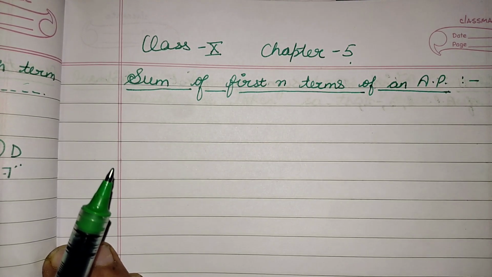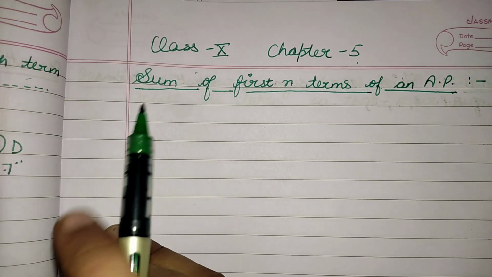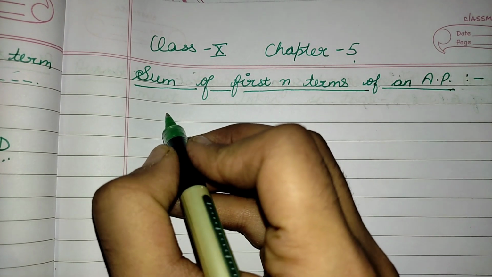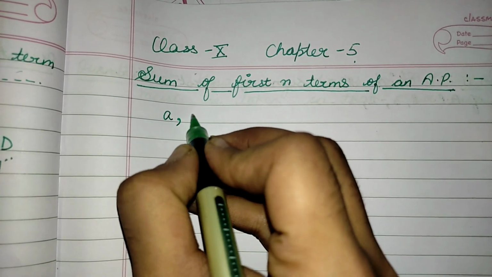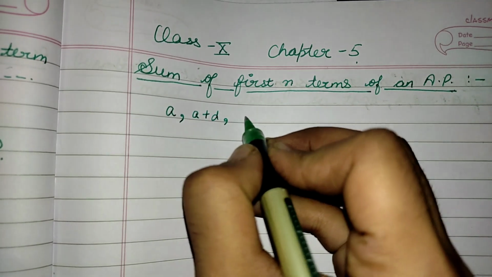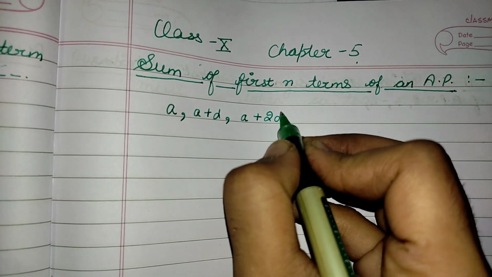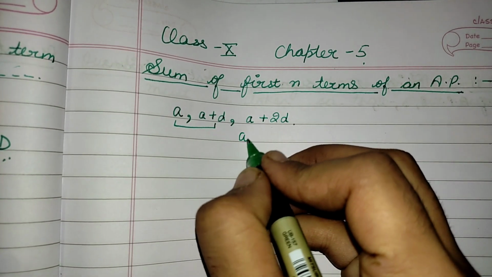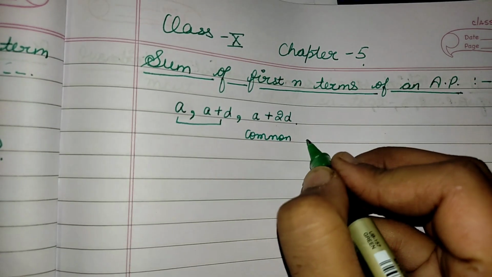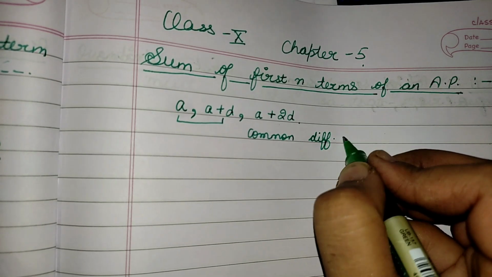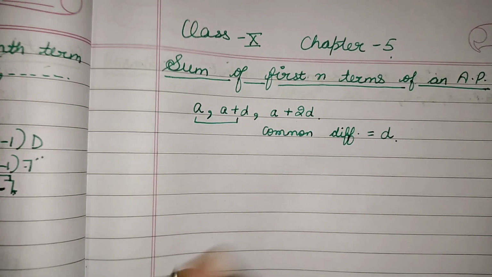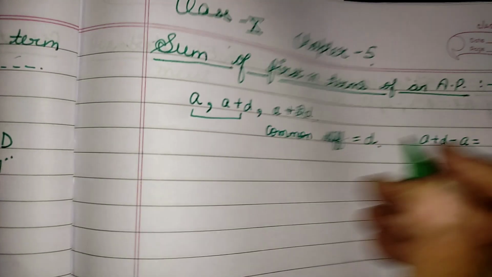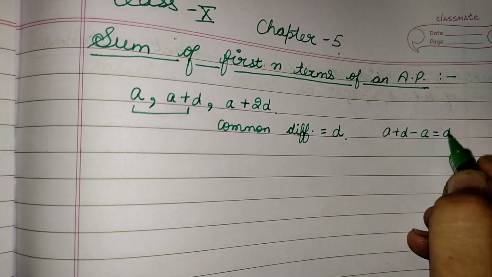So let us understand the topic in this video, which is the sum of the first n terms of an AP. As you all know, what is an AP? AP is a sequence in which the difference between two consecutive terms is the same, and that common value is known as the common difference, and it is denoted by small d. So the difference between two terms is a plus d minus a, which is equal to d, right?